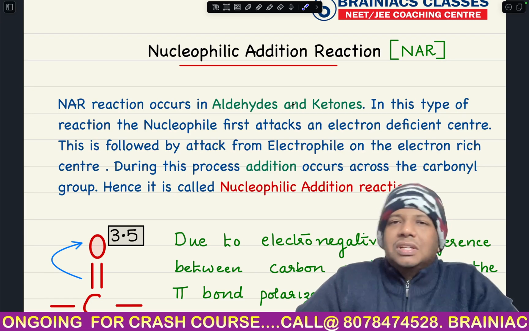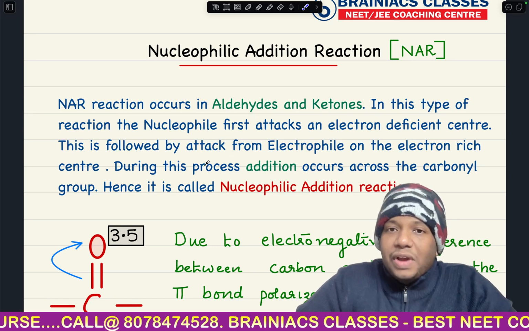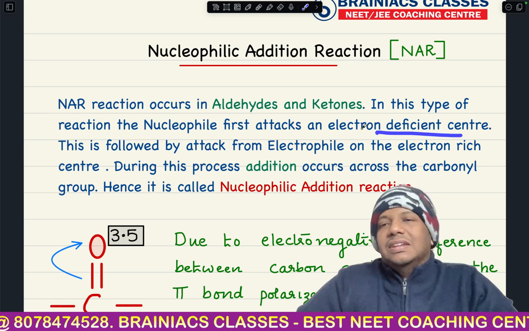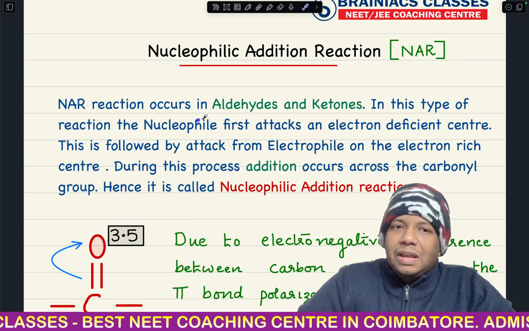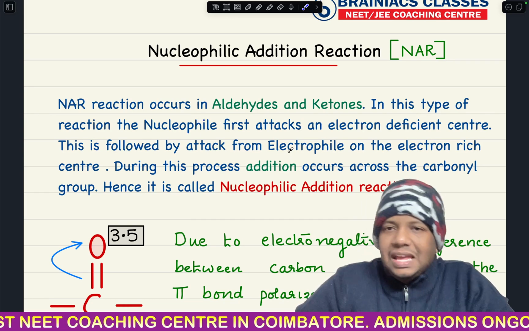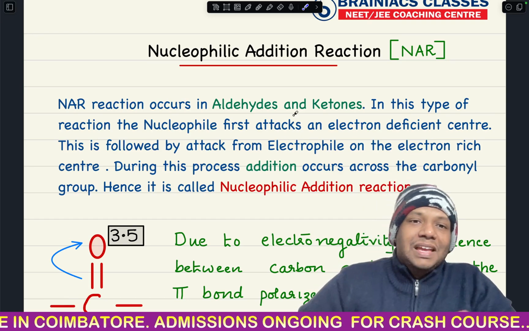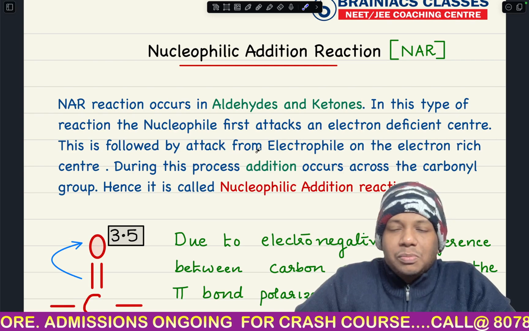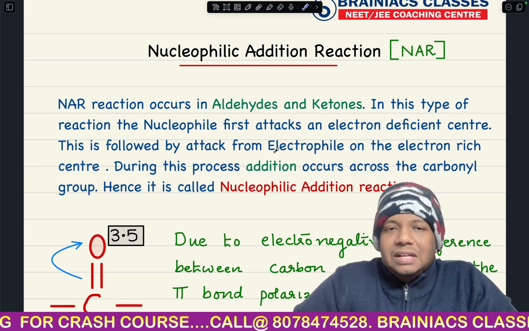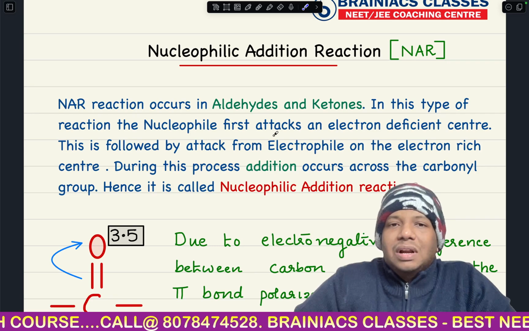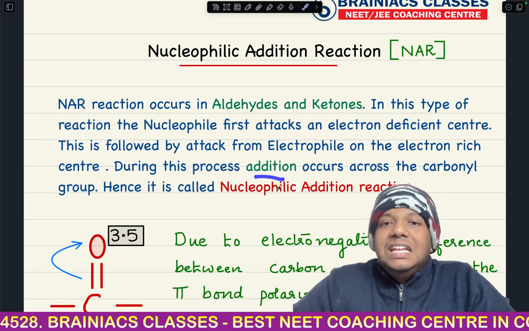So fundamentally, why is it called a nucleophilic addition reaction? In this type of reaction, the nucleophile first attacks an electron deficient center, a place where there are not sufficient electrons. The nucleophile donates its electrons to that site and forms a bond, and this is called an attack in organic chemistry. This is followed by the electrophile attacking the electron rich center. Since the nucleophile attacks first, we consider this type of reaction as nucleophilic, and during this process, addition occurs.